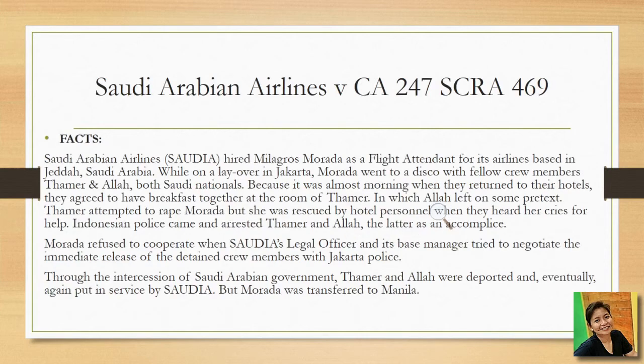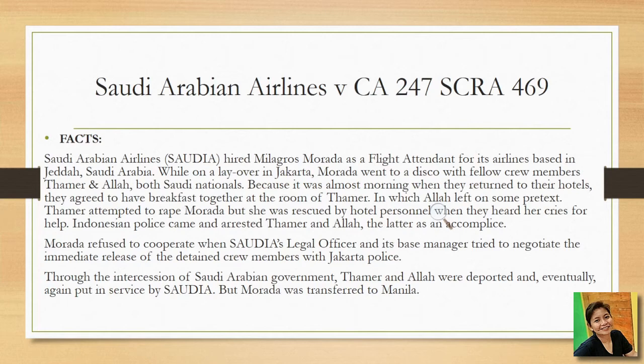Another example is the case of Saudi Arabian Airlines versus CA, 247 SCRA 469. The facts of the case are: Saudi Arabian Airlines, or Saudia, hired Milagros Morada as a flight attendant for its airlines based in Jeddah, Saudi Arabia. While on a layover in Jakarta, Morada went to a disco with fellow crew members Thamer and Ala, both Saudi nationals. Because it was almost morning when they returned to their hotels, they agreed to have breakfast together at the room of Thamer, in which Ala left on some pretext.